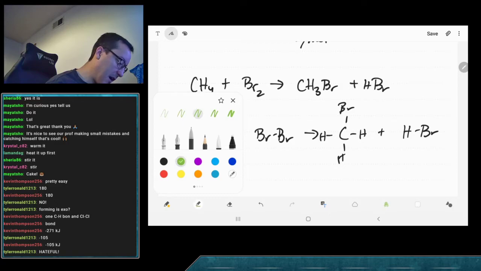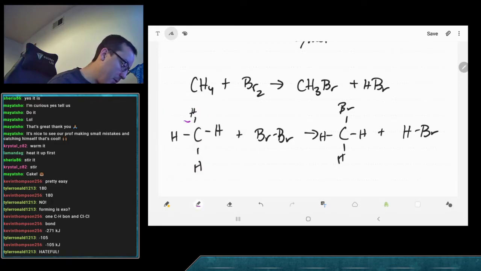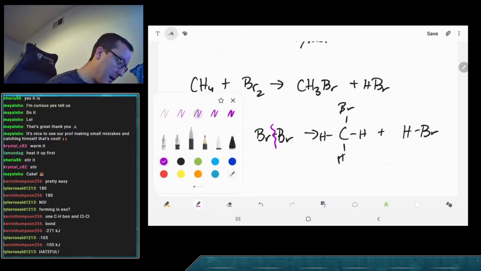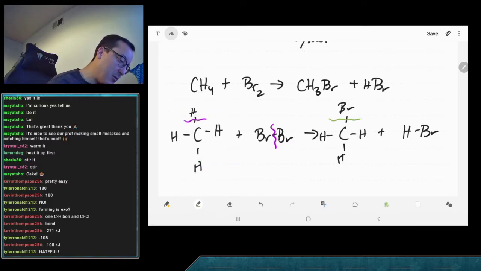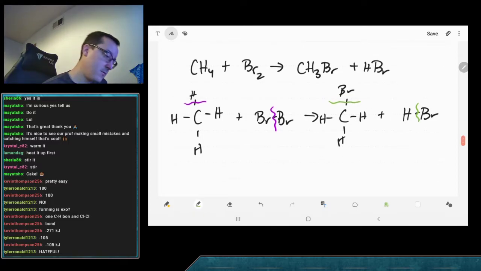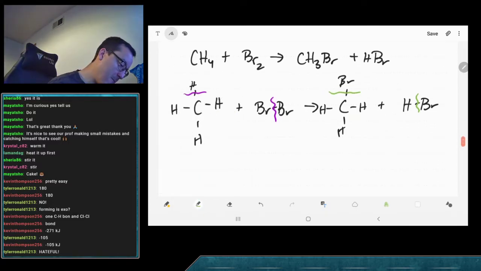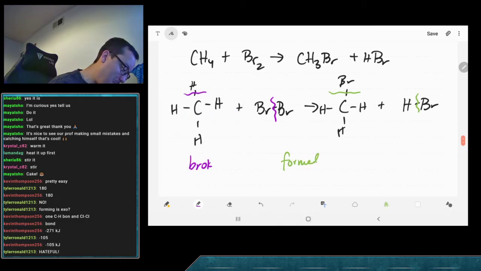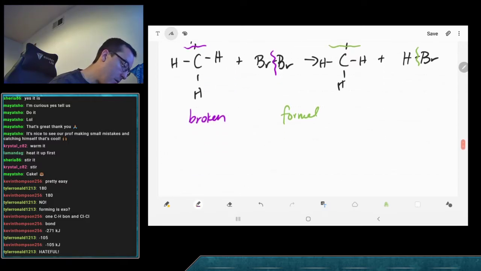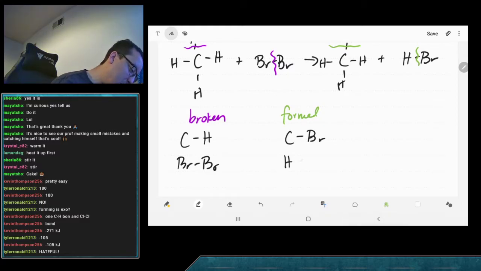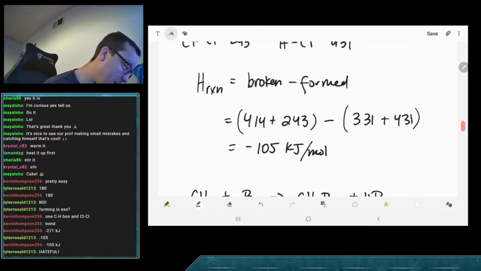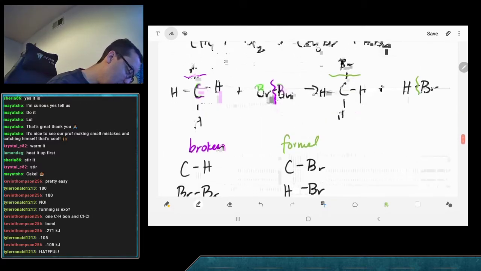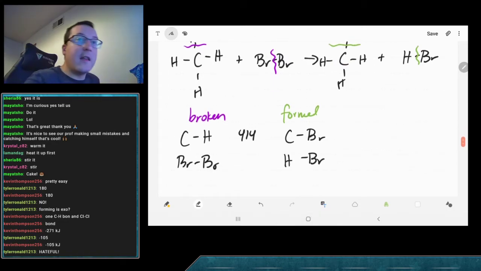So bonds we're breaking, I'll do in purple again. Breaking kind of the same bonds here. And we're going to be making two bonds, which are here. So we're breaking a C-H bond and a Br-Br bond. We are making a C-Br bond and an H-Br bond. So we do have the value for C-H, which is 414. And the others we're going to look up.